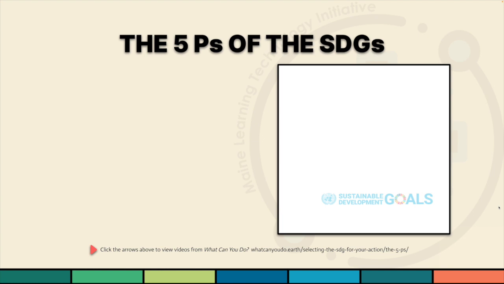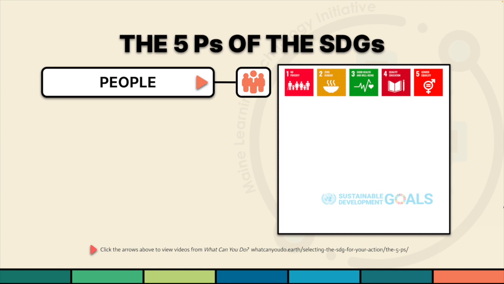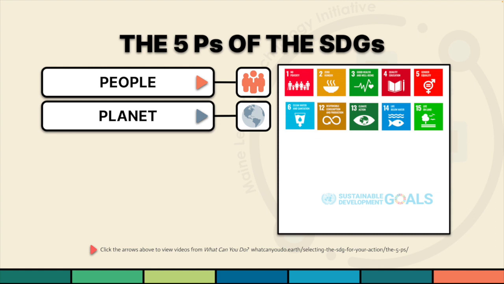The first P stands for people. This includes social goals such as no poverty, zero hunger, good health and well-being, quality education, and gender equality. The planet goals are all around the environment, like clean water and sanitization, responsible consumption and production, climate action, life below water, and life on land.